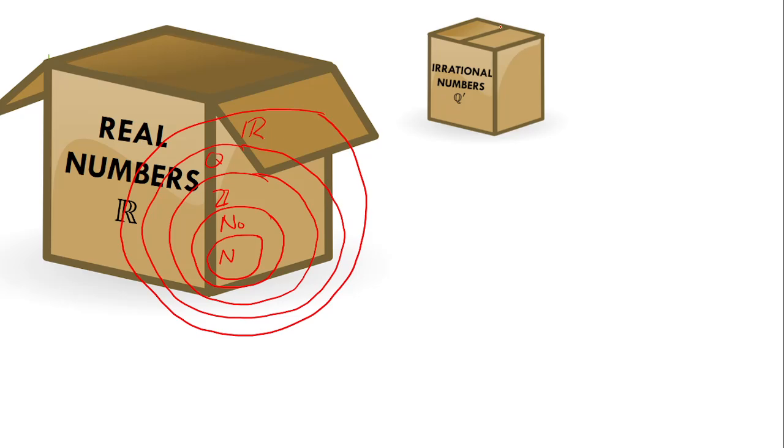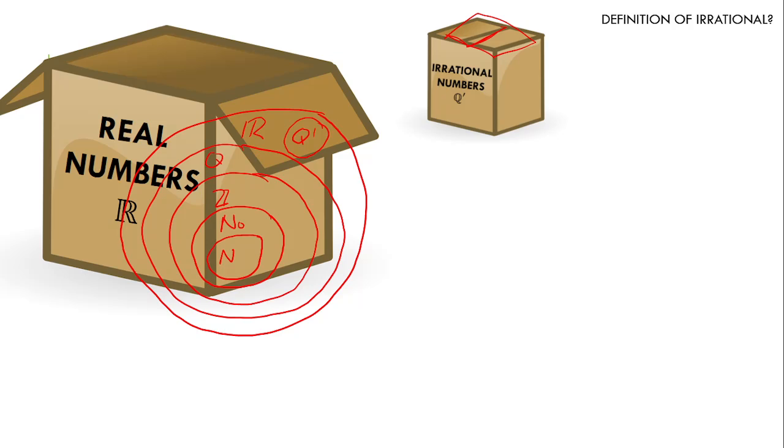The reason this box is closed is because it still falls within the real number system. It just has its own little group. It is not natural or whole or integer or rational. It is its own little group within the real number system. So how do we classify it? What does it look like? Well, let's think about this.